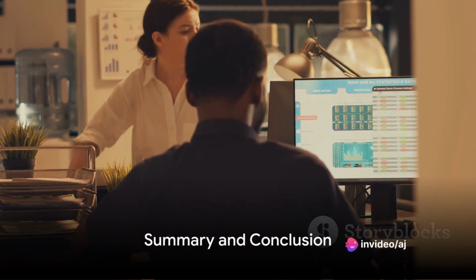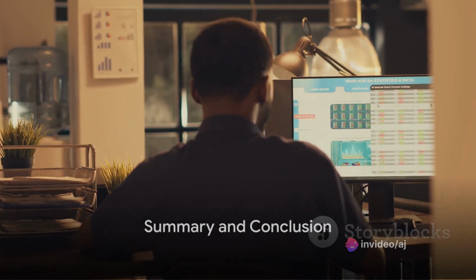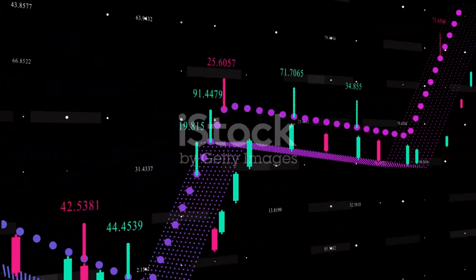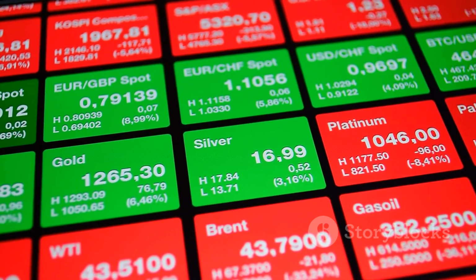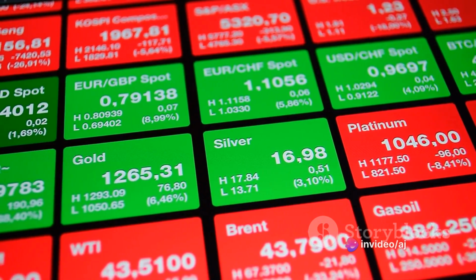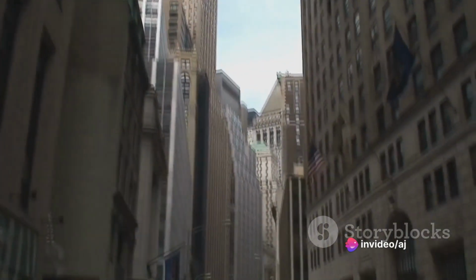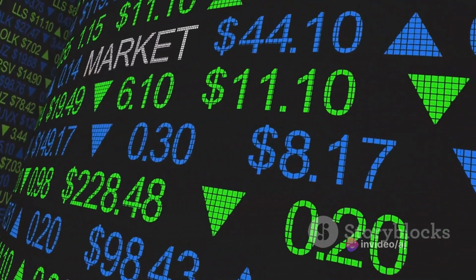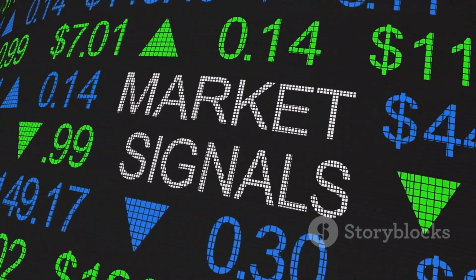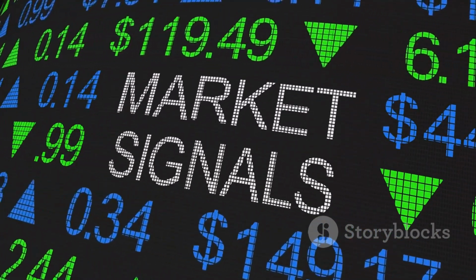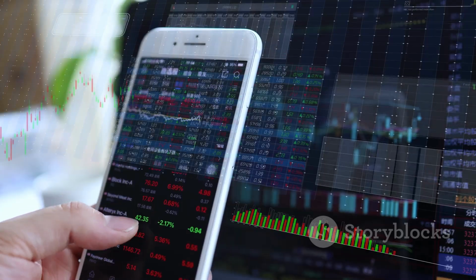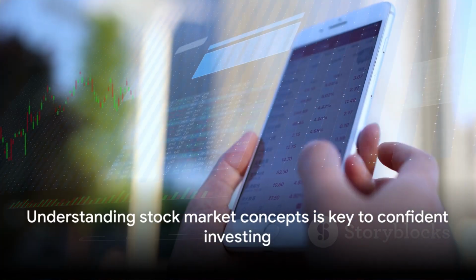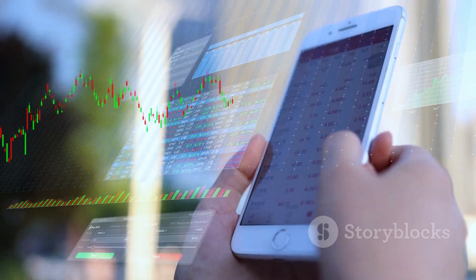To wrap up, let's quickly revisit what we've learned today. We've covered the basics of the stock market, from the differences between market and limit orders to the significance of market capitalization. We've examined earnings reports, IPOs, and the roles of regulatory bodies. We've also explored the implications of stock splits and mergers, the benefits of long-term investing, and the psychology affecting investment decisions. Remember, understanding these concepts is the first step to navigating the stock market with confidence.